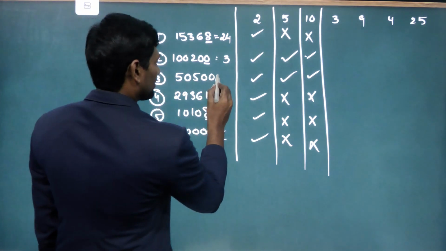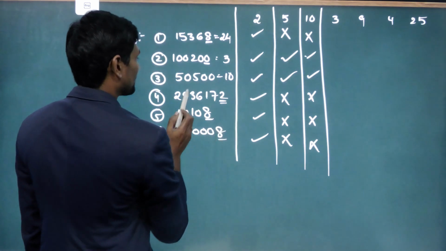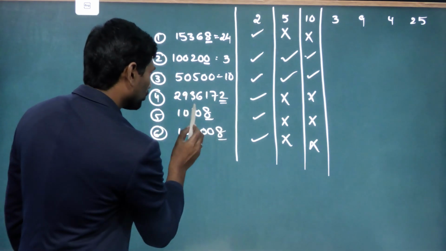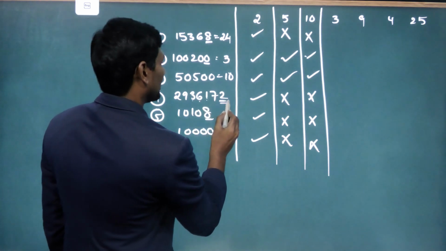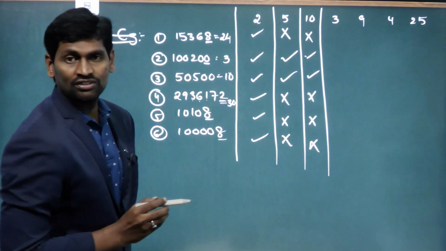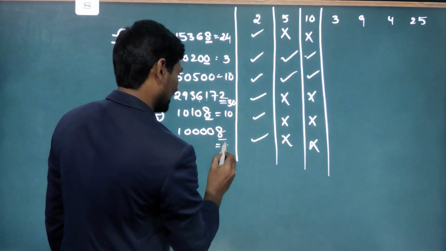Next, here, 5 plus 5, 10. Now this one, 2 plus 9, 11. 11 plus 3, 14, 20, 21, 28, 30. The sum of digits is 30. Now here, 10, and this is 9.